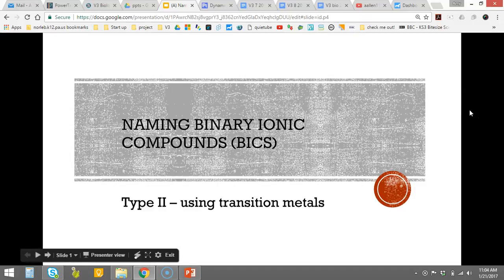So last week we learned how to name binary ionic compounds. These were type 1 ionic compounds where it was a fairly simple set of rules to come up with a compound name. Today we're going to take those rules and add just one more thing to them to name type 2 binary ionic compounds, or BICs, where we're using transition metals.